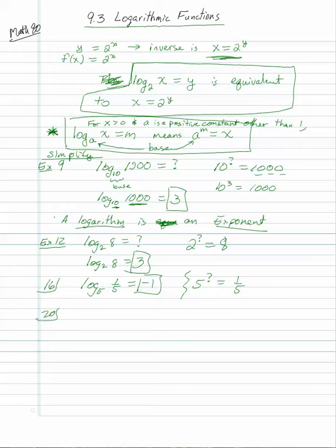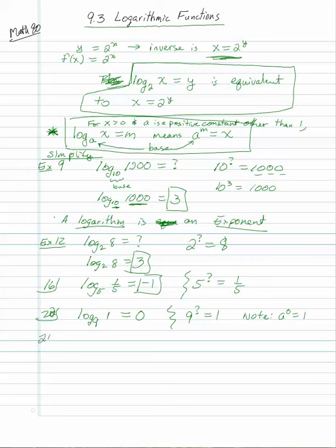Let's do number 22. Log base 9 of 1. So log of 1 base 9 is equal to what? So again, we're going to think 9 to what power equals 1. And note, anything to the 0 power equals 1, so this must be 0. And it doesn't matter what the base is. Log of 1, it doesn't matter the base, is always going to be 0.